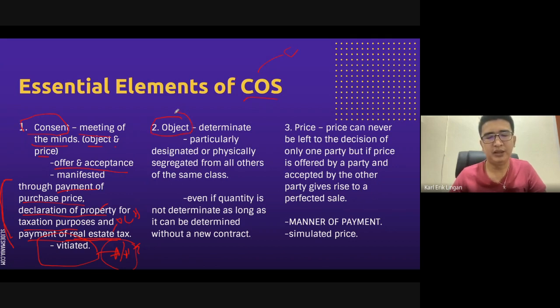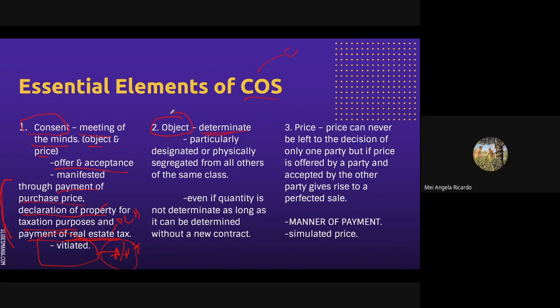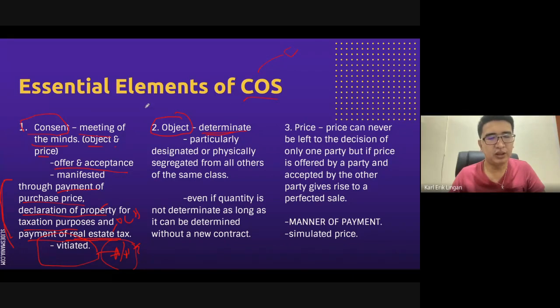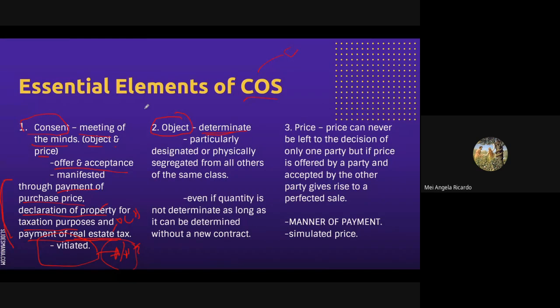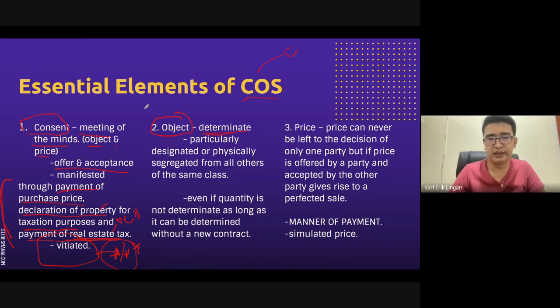And then, the object, sabi natin kanina, determinate. Oh, Mr. Ricardo. Yes po, sir. For example, meron akong limang sasakyan. Ibebenta ko sa'yo yung isa. Is that a determinate thing? I think no, sir. Why? Kasi when we talk about determinate, sir, it is particular and parang unique po, sir. Kapag magbebenta po kayo sa akin ng sasakyan without the model or any specifications po nung car, it is not determinate po, sir. Correct. Okay. When you say determinate, must be particularly designated, physically segregated from all others of the same class. Even if quantity is not determinate, as long as it can be determined without a new contract.